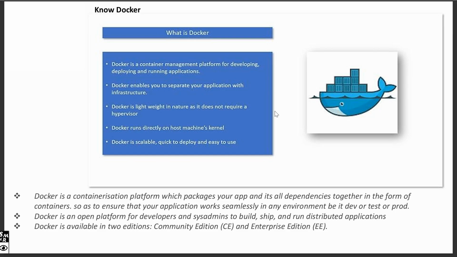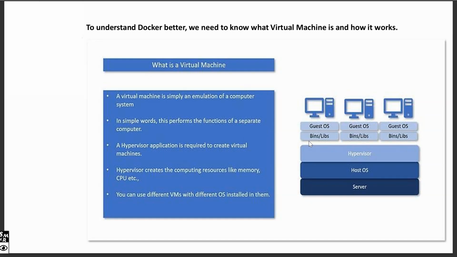And Docker is far more advanced than a virtual machine because it provides such advanced features. Means it is highly scalable, we can quickly deploy, it is easy to use, and it is light in weight. There are a lot of features, but Docker is far more advanced than a virtual machine. Let us understand in detail what is VM and what is Docker, and how far they are different. In order to understand, first of all we need to understand what is a virtual machine.